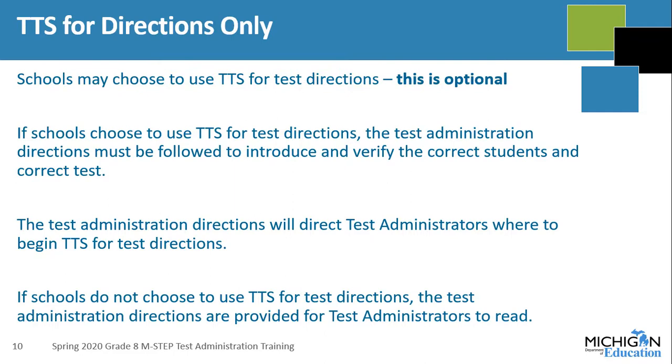TTS for directions only is available. TTS on the test is a designated support, while TTS passages, which is an accommodation, is available for grades 6 and 7 for ELA only. If a school chooses to use TTS for test directions, the test administration directions provide a script to follow to verify student test tickets, verify the correct test, and to provide an introduction. Direction is provided for test administrators to follow in the test administrator's directions and manual. If a school does not choose to use the TTS for test directions, directions are also provided for test administrators to read in the test directions and manual.